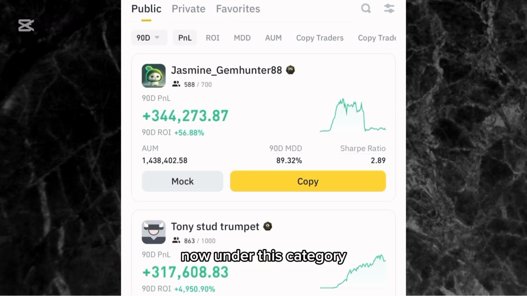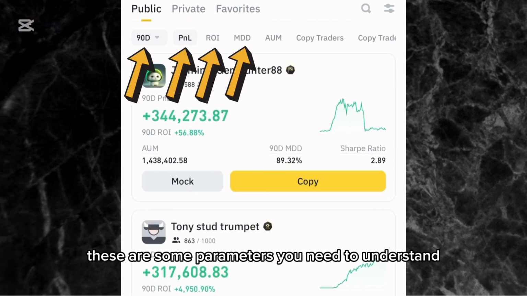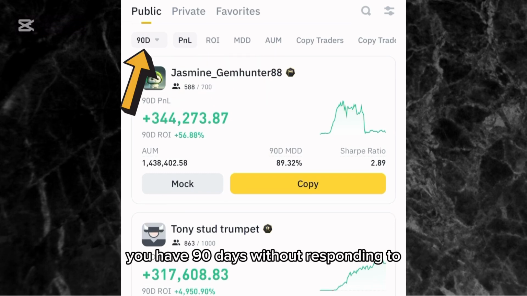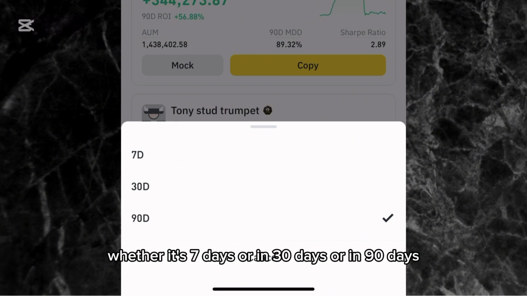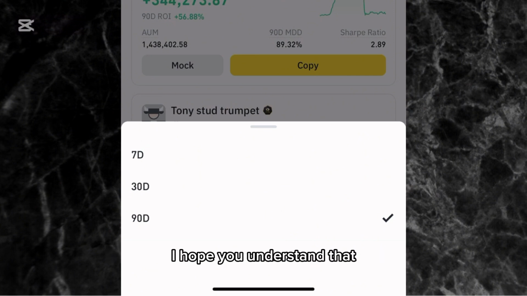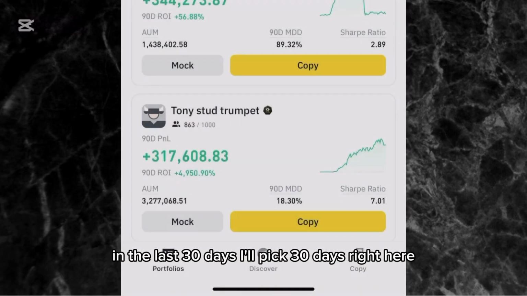Now, under these categories, you see where you have 90-day, PNL, ROI, and so on. These are some parameters you need to understand. Right here, if you click on where you have 90 days, you see that you have 7 days, 30 days, and 90 days. This is for tracking the activities or the progress of these traders, whether in 7 days or in 30 days or in 90 days. I hope you understand that. So, for example, I want to track the progress or the activities of these traders in the last 30 days. I'll pick 30 days right here.